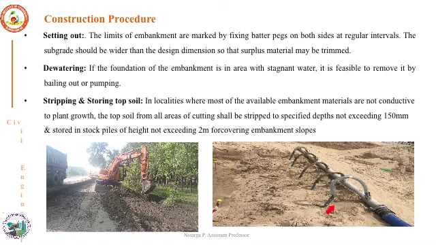After the dewatering is done, the stripping of the topsoil has to be done. Whatever vegetation is there has to be removed, and the topsoil from those areas has to be taken out, generally the top 150 mm of the soil, so that there will not be any vegetation growth at later stages. The topsoil removed will be stored in stockpiles of height not exceeding 2 meters, and this will be used for covering the embankment slopes.